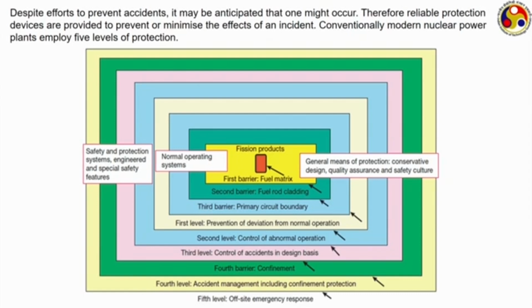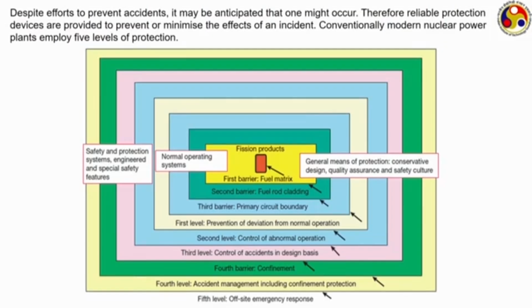So, the objective of the first level, as written here, is the prevention of deviation from the normal operating conditions. The first level tries to retain the reactor in the normal operating condition, which invariably is a critical one. Whenever there is some change in the operating conditions, maybe small, maybe large, this first level should try to get the system back to its original position.